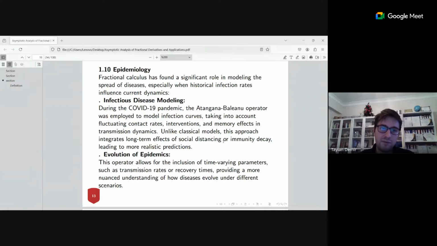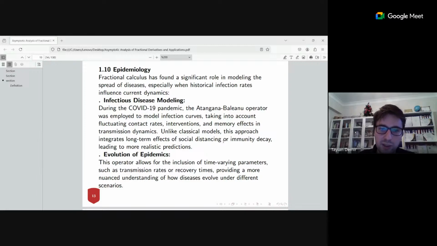And we know that fractional calculus has found a significant role in modeling the spread of disease, especially when historical infection rates influence current dynamics. I want to say that the spread of disease affects the population. For example, COVID-19 spread affected human populations all over the world. Therefore, the spread of the disease affecting the human population is interpreted with the Atangana-Baleanu fractional operator according to time.